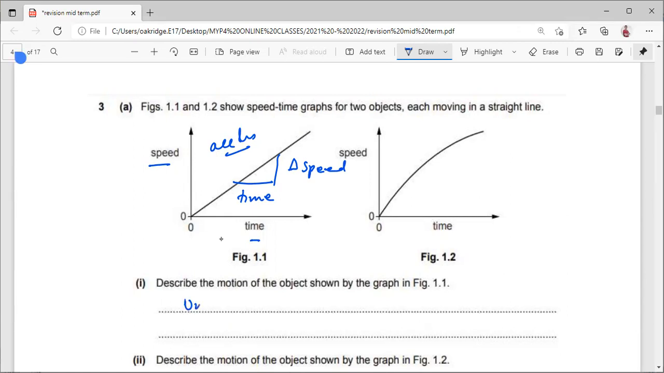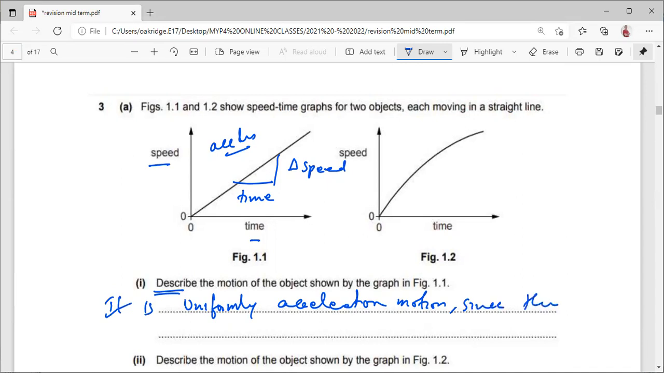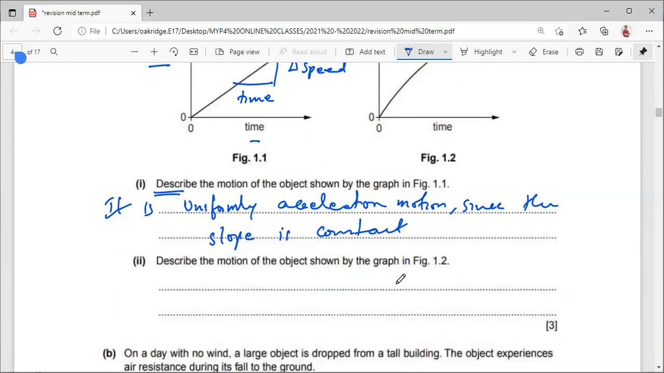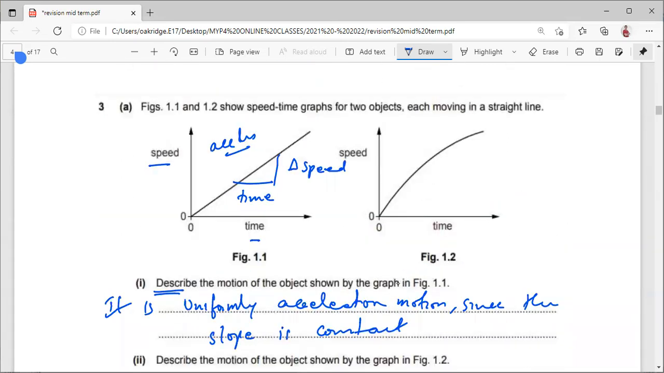So therefore, this is a uniformly accelerated motion. And don't just write it like this, because the keyword here is describe. Okay, it is uniformly accelerated motion since the slope is constant. You need to elaborate your answer like this. Right. Now let us look at the next one. Describe the motion of the object shown by graph 1.2 here.